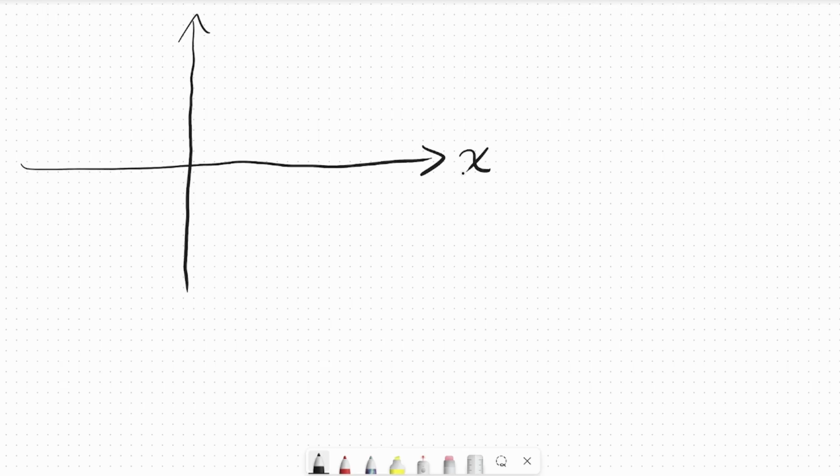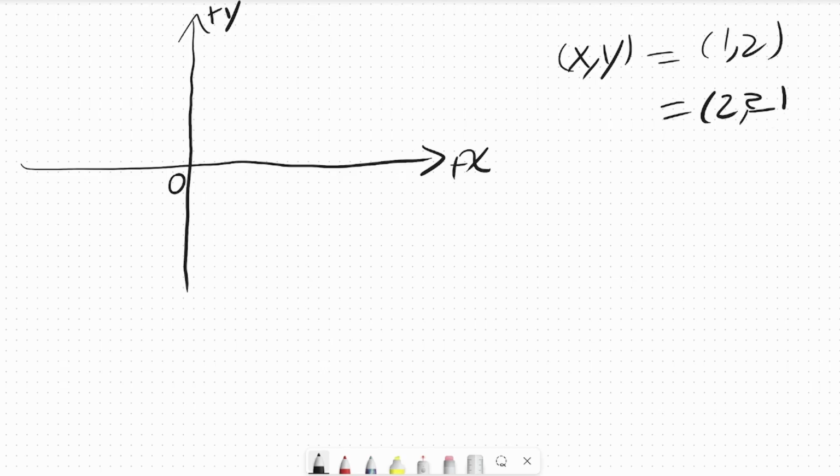So instead, let's go back to our old friend, the Cartesian plane. 2 dimensions for now. So you have your x-axis, positive x-axis, you have your positive y-axis, and you have the 0. Now, we know what a point is, right? In this 2-dimensional plane, a point is just given by a pair of numbers. I have (x, y) equal to (1, 2), or (2, 2), or (2, 1).